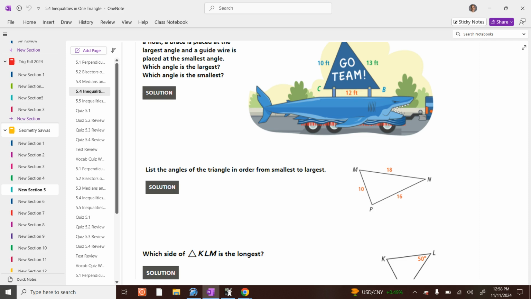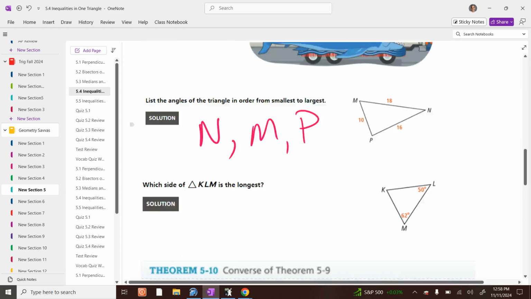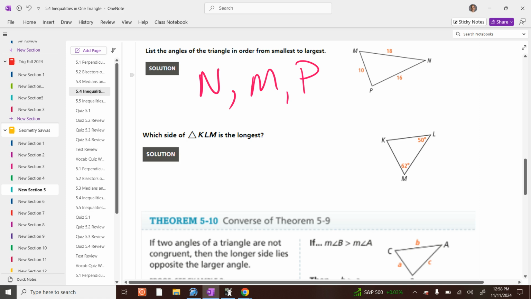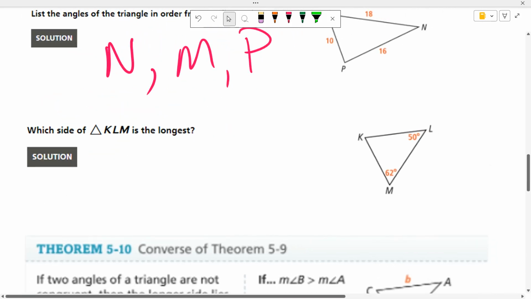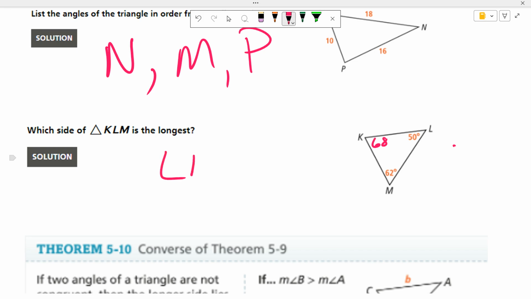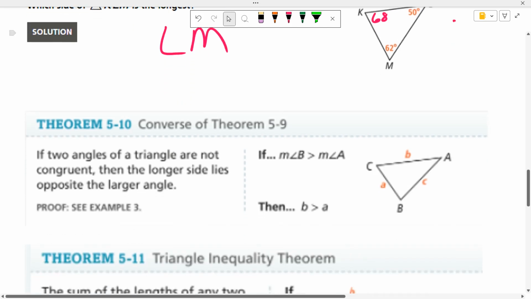Okay. All right. So, what's the smallest angle on this one? And then M, and then P. Okay. What's the missing angle on this one? How big is angle K? Well, we can figure it out. Are you sure it's 68? Okay, I'll trust you. It's 68. Which side's the longest then? LM is the longest side because it's opposite the biggest angle.